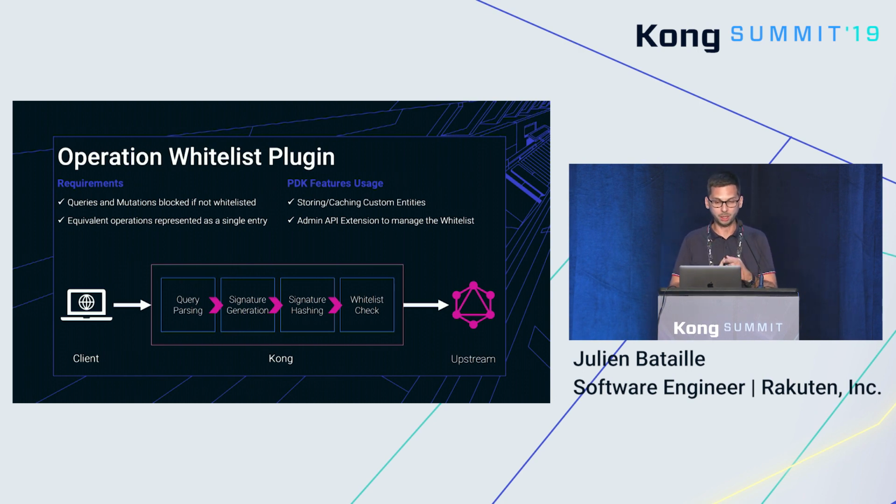But something I want to highlight is that, of course, we use the plugin development kit to implement those plugins. And 2 very important features that were really useful to implement those plugins was the fact that we can store and cache custom entities. And the second one is that we can extend the Kong admin API, and it was really useful to manage the whitelist, to add new operations, to remove, to update.